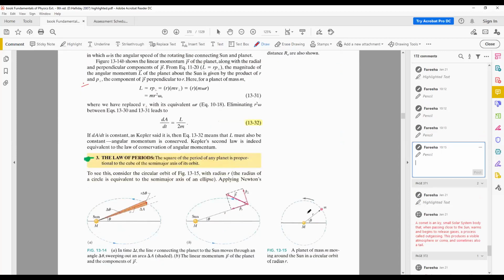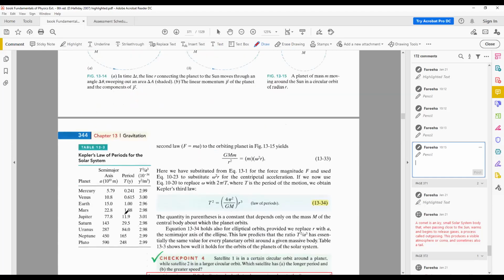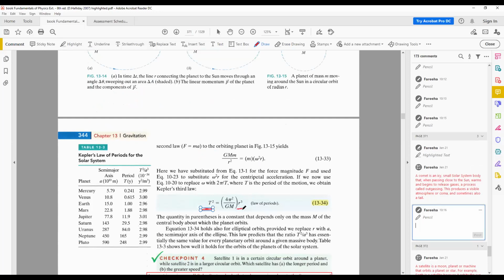Then the third law given by Kepler is the law of periods. In this case, we are talking about the time period, right? We defined the time period in the previous classes, right? Whenever a body moves in a circular path, the time it takes for one complete revolution is defined as the time period. So the square of the period of any planet is proportional to the cube of the semi-major axis of its orbit. So here you have this formula, this time period, T is related to R.